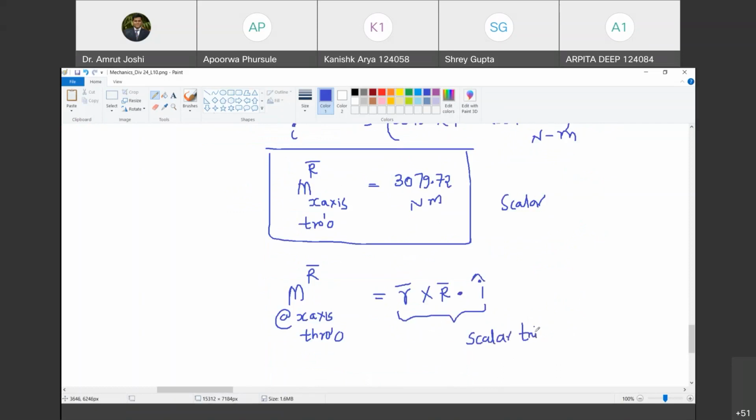Vector में हमने किया था ना ये. If you have cross product of a vector and to that cross product, if you have a dot product of another vector, we call that as scalar triple product. Are you with me? Yes, sir. And we always know that scalar triple product is a scalar quantity. So that's the result.